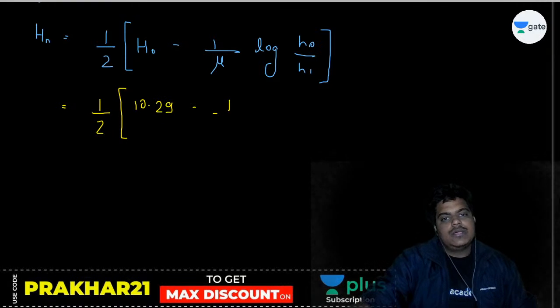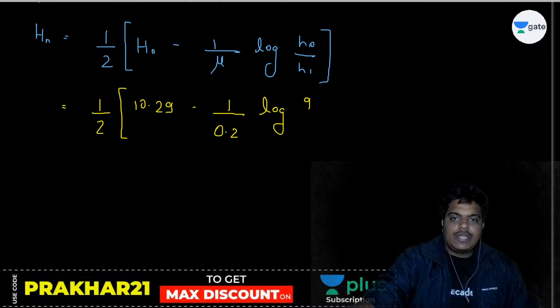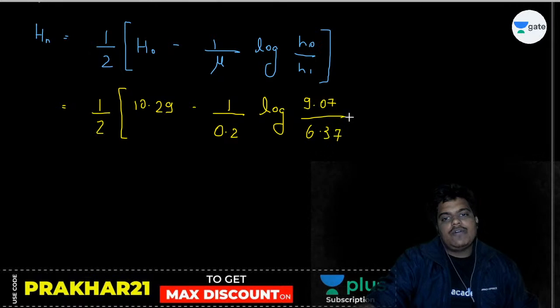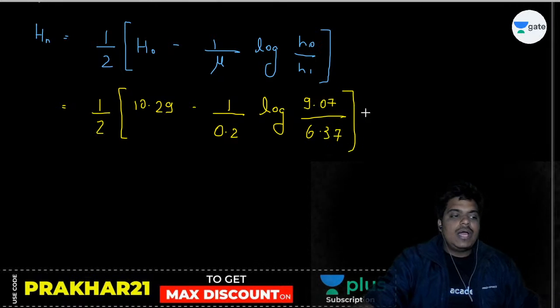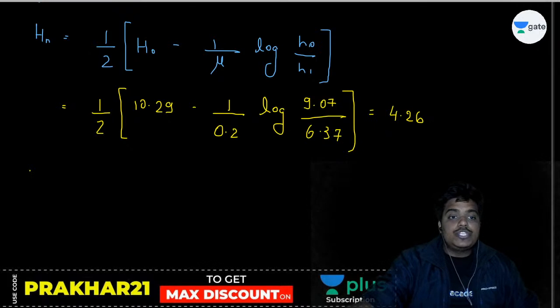10.29 minus 1 by mu. What is the value of mu? 0.2 log of, what is the value? H naught is 9.07 divided by 6.35. This is the value. And when you will calculate, you will be getting 4.26. This is the answer for Hn. And using Hn, you will find out the position of neutral plane.